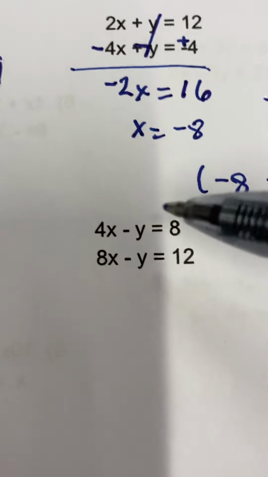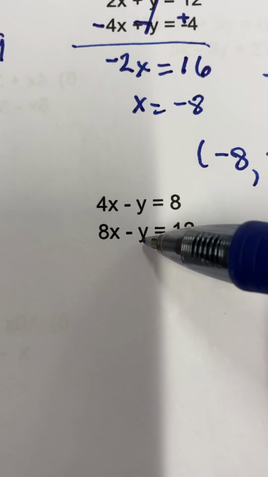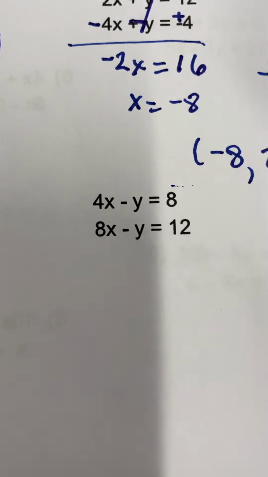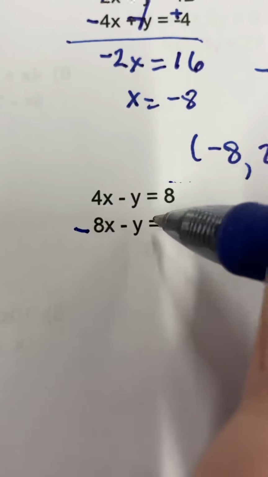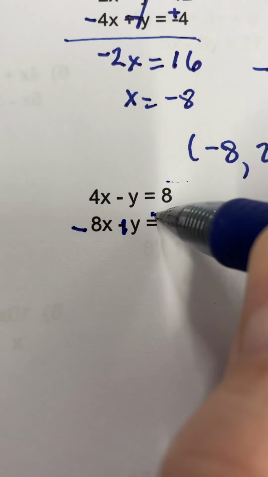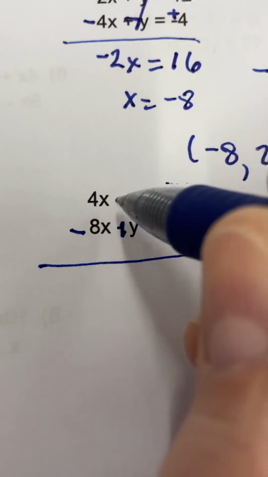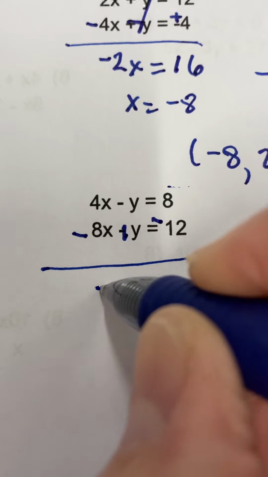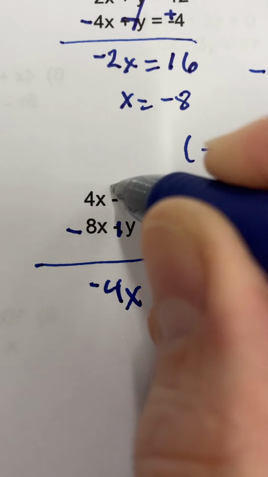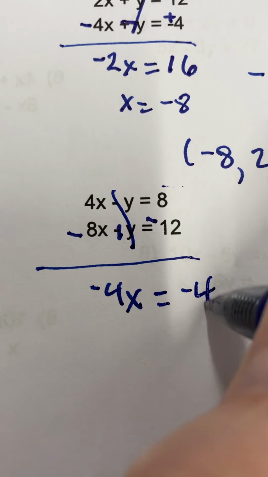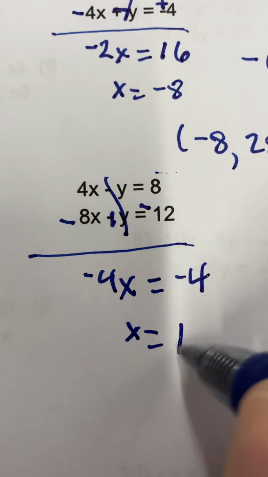All right, last one here. If you take a look, I have a -y and a -y. I need one of these to be a positive. So again, I'm going to go through and change signs of that bottom equation. So 4x plus a -8x is -4x. These will now eliminate. I get -4 here. I divide. I get a +1.